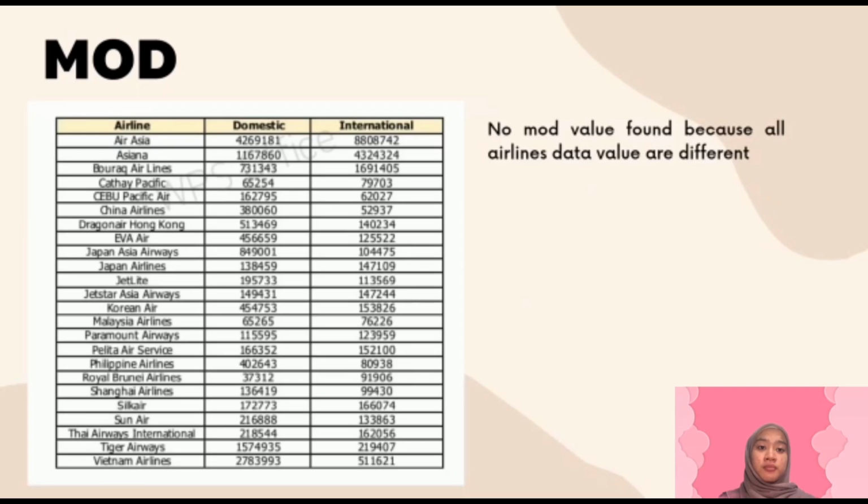The third method is the mode. The mode is the most frequent value in the dataset. For this dataset, no mode is found because all the data values are different.